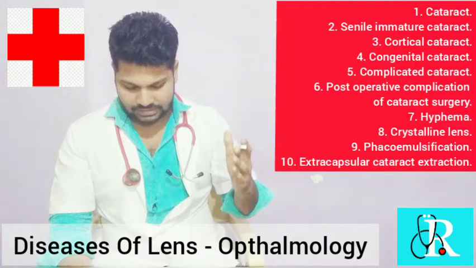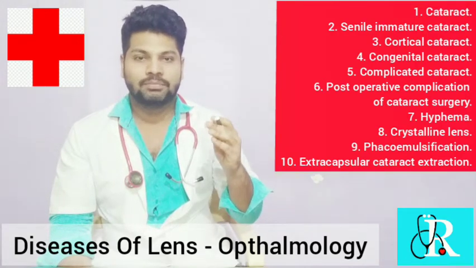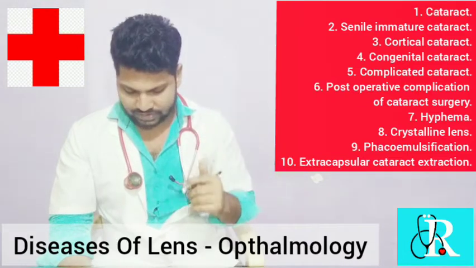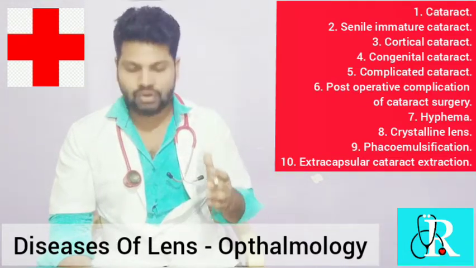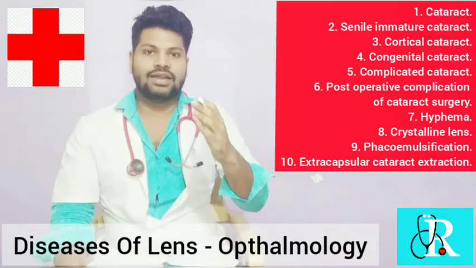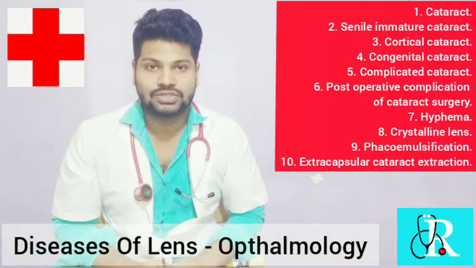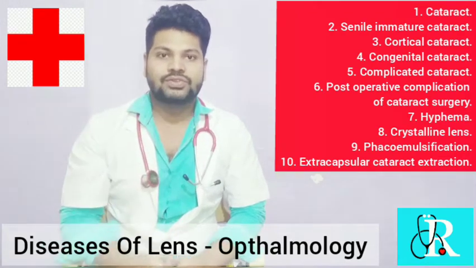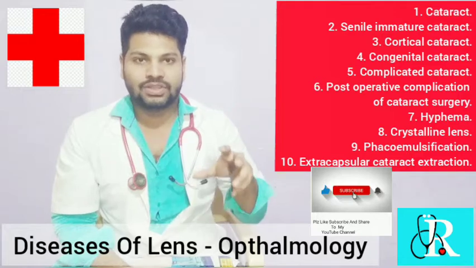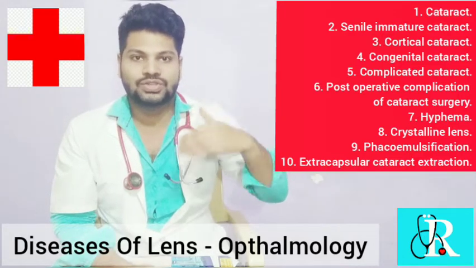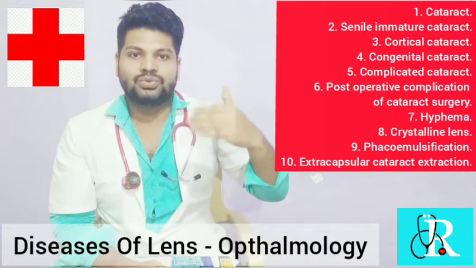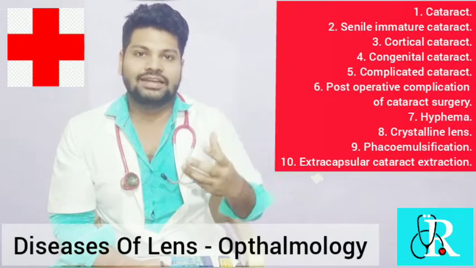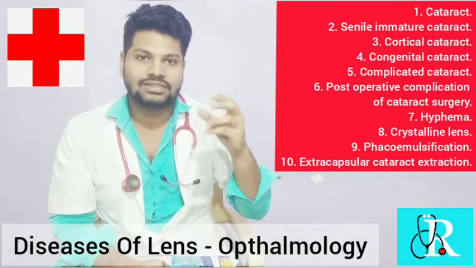What is the crystalline lens, its parts, and what are the main parts that are affected in the different types of cataract? Then, what is phacoemulsification, and what is extracapsular cataract extraction? You need to answer all these questions. Type them in the comment box so that it will be a revision for you. If you don't understand this concept in one go, I suggest you see this video at least 2 or 3 times so that you can understand precisely what this lens is, what this cataract is, and what surgeries are involved in cataract.